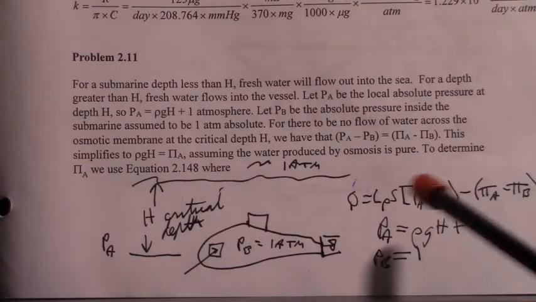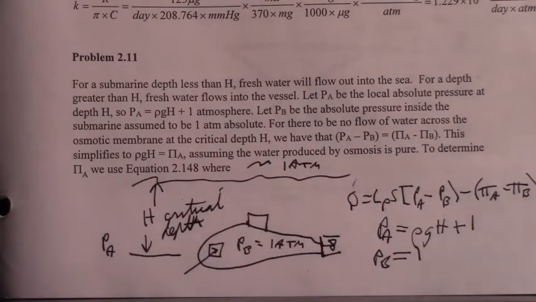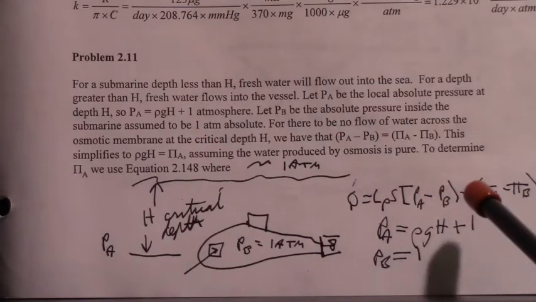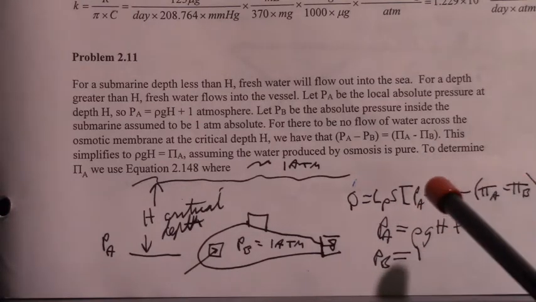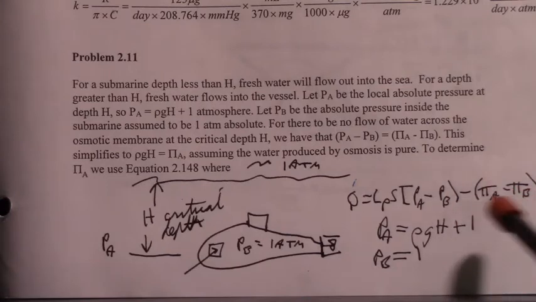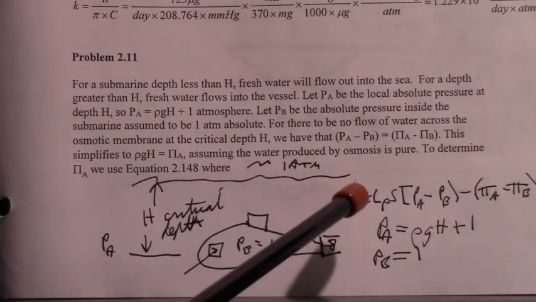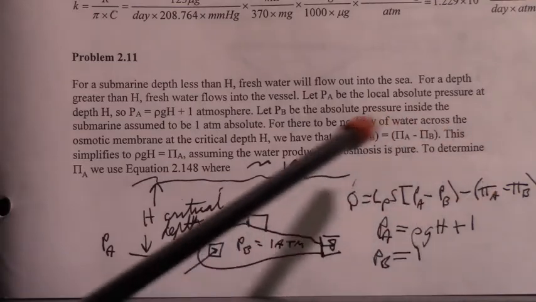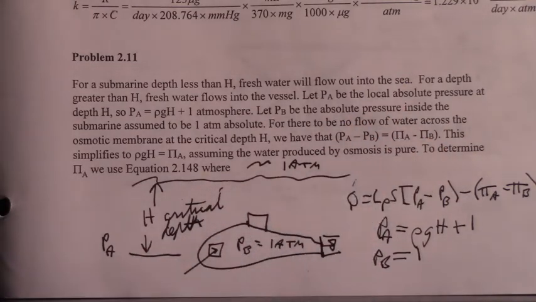And the reason I do that is I know that the hydrostatic pressure outside is going to be huge relative to the internal submarine pressure. So this PA minus PB would be positive, and then this is the offset because of the osmotic pressure. So when Q is equal to 0, that becomes the critical depth, and then we would simply have that PA minus PB equals pi A minus pi B.